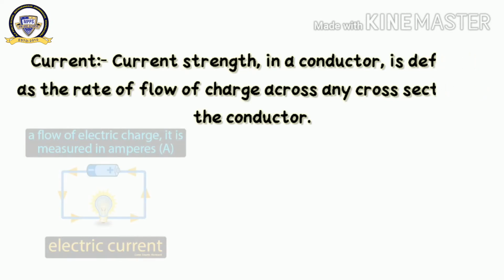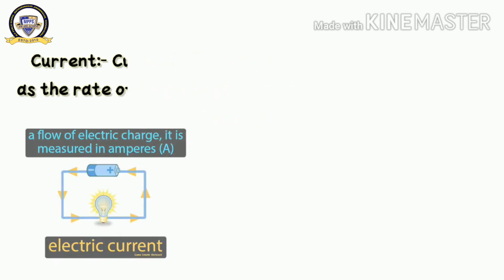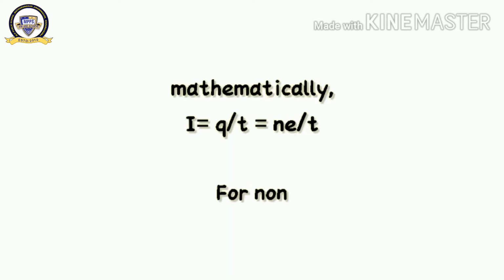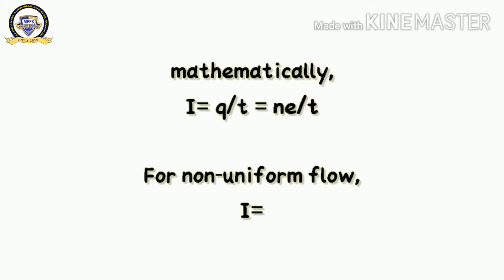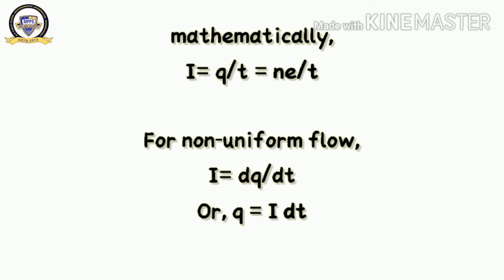Flow of electric charge is measured in ampere, in other words the SI unit of electric current is ampere. The electric current is represented by capital I, and we can establish a mathematical relation between electric current and electric charge: I equals Q upon T, or Q equals nE. So we can establish a new relation: I equals nE upon T. For non-uniform flow of electric charge, we can establish an integral relation: I equals the integral of dq upon dt.